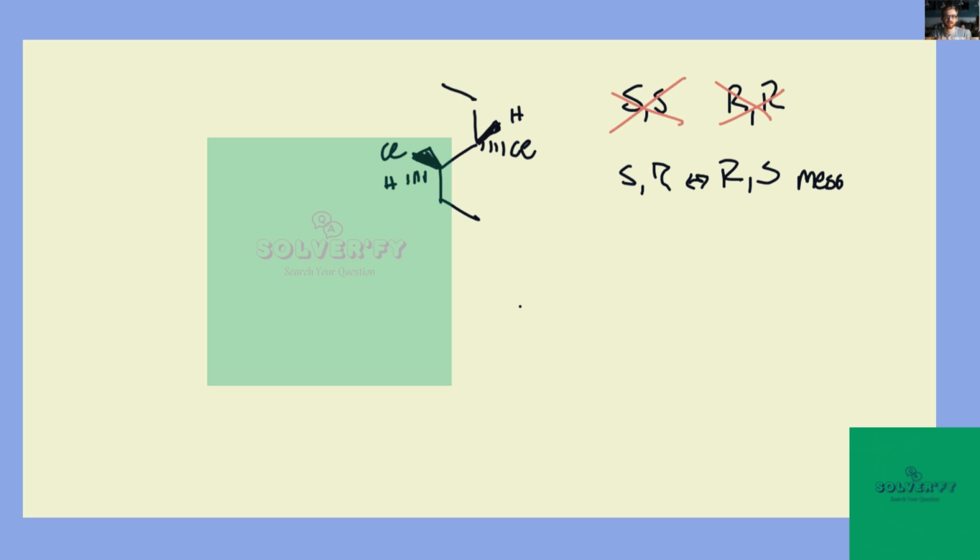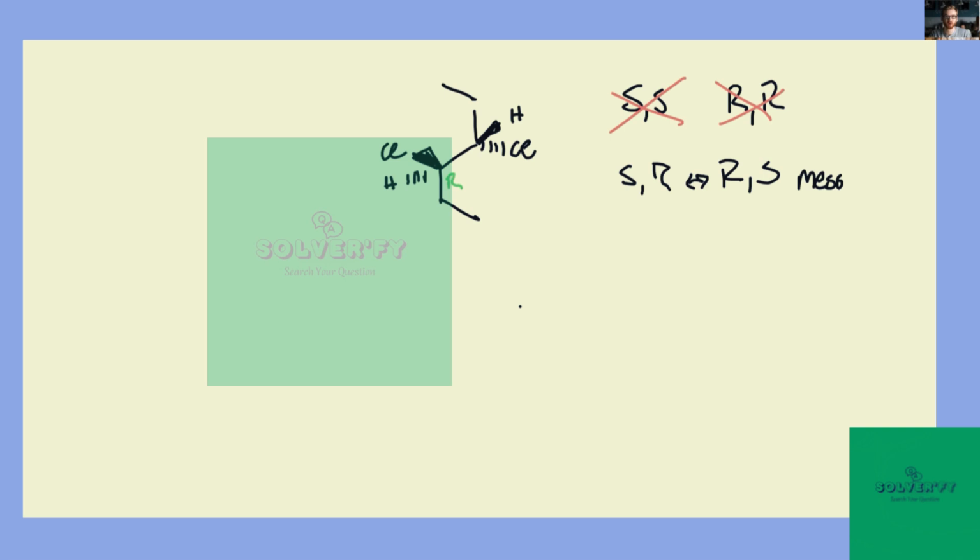And from here, it's simply a matter of assigning priority to the groups, right? Chlorine is going to be the highest. Carbon attached to chlorine is second highest. This carbon attached to carbon is third. And our lowest priority group, hydrogen, is in the back. Okay. If we go from 1 to 2 to 3, we see that this is clockwise. And when the lowest priority substituent is in the back and we go clockwise, we know that our stereocenter is R. Okay, we'll repeat the process for the second stereocenter.